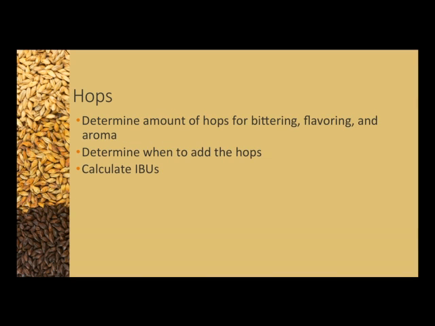Next, we need to calculate the amount of hops we will use for the bittering and to some extent flavoring and aroma. By determining how we want the beer to taste and smell, we will determine not only the weight of the hops we'll add, but also when they will be added. Hops are covered in detail in another section, so for this section we will deal primarily with calculating international bittering units, or IBUs, as they pertain directly to a recipe.